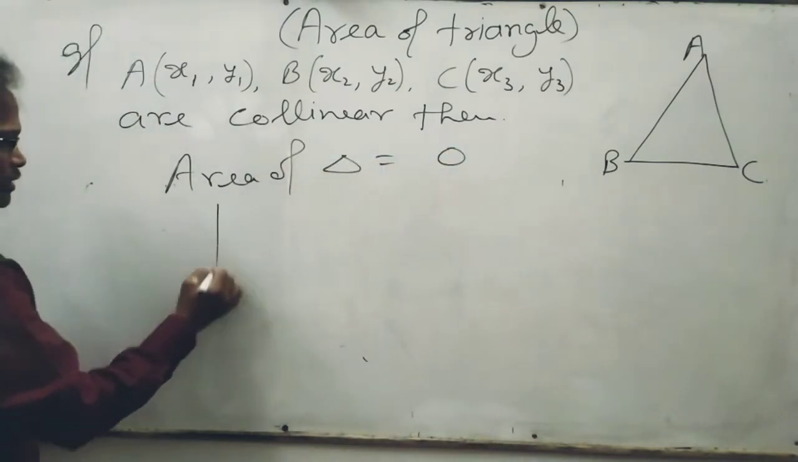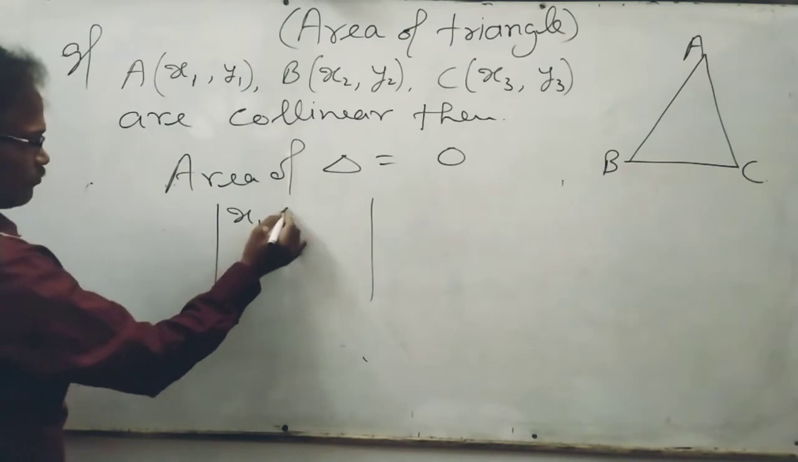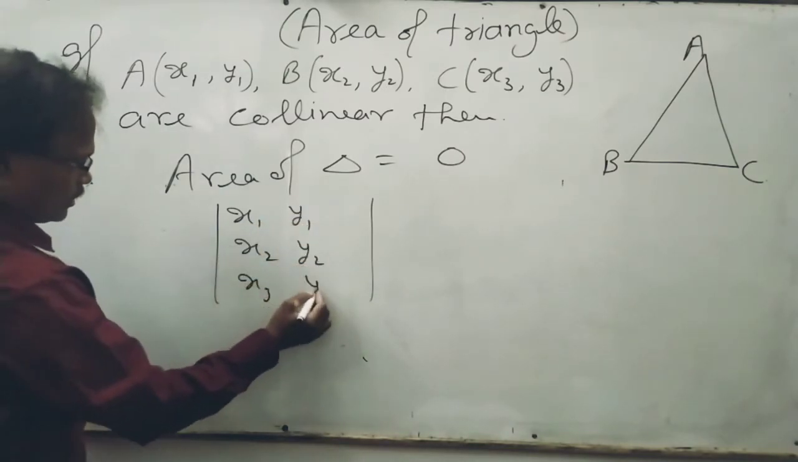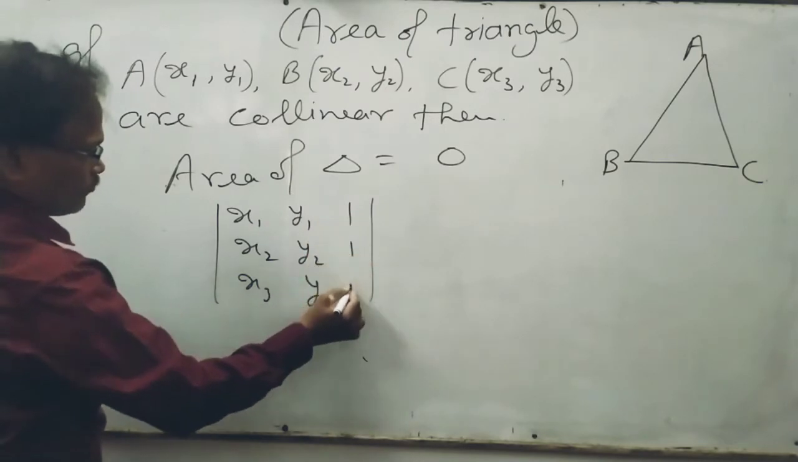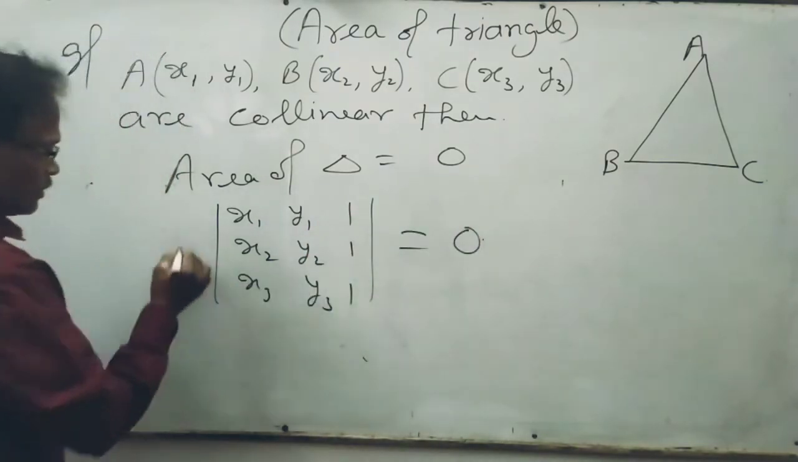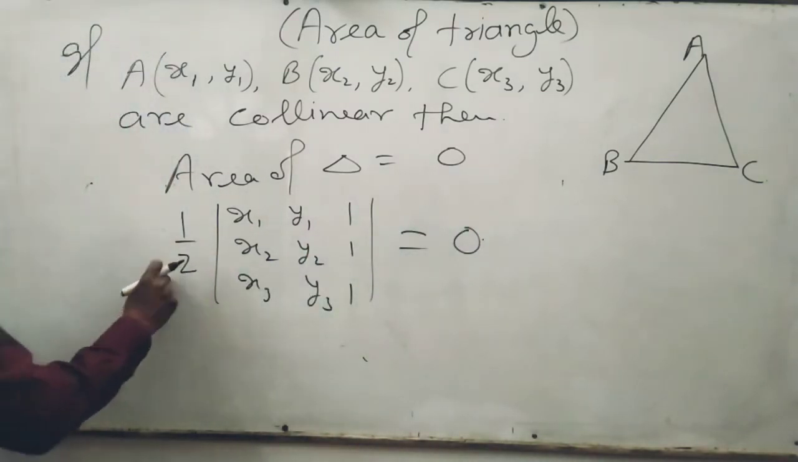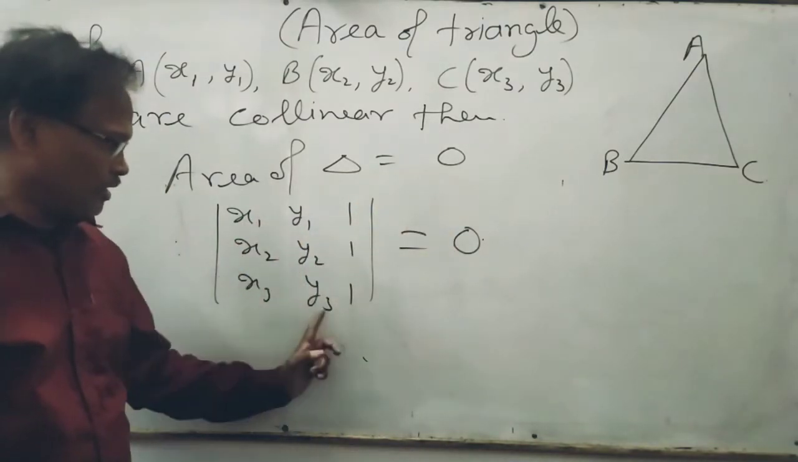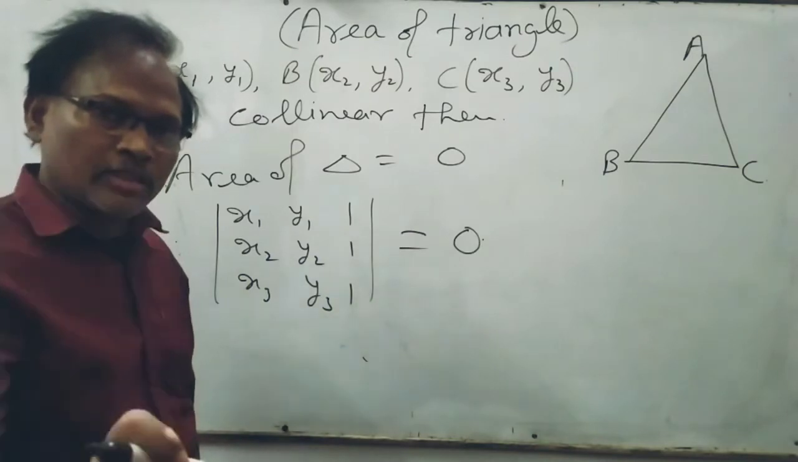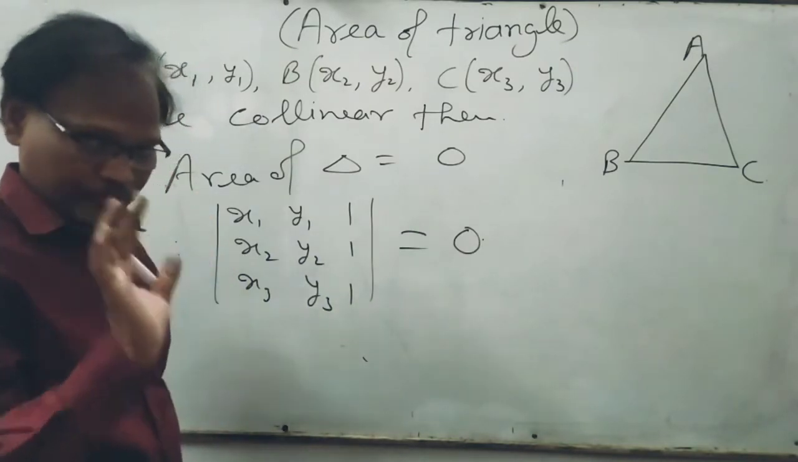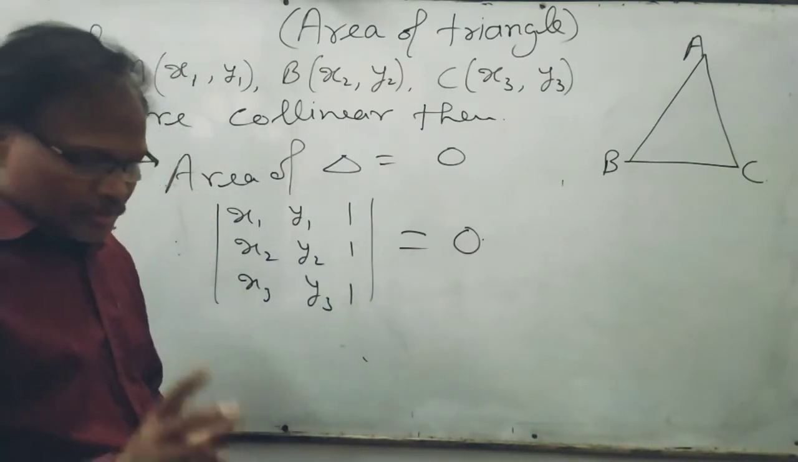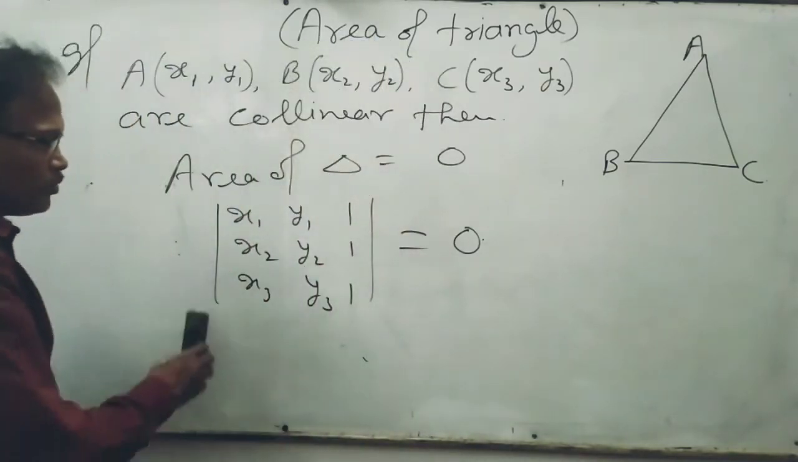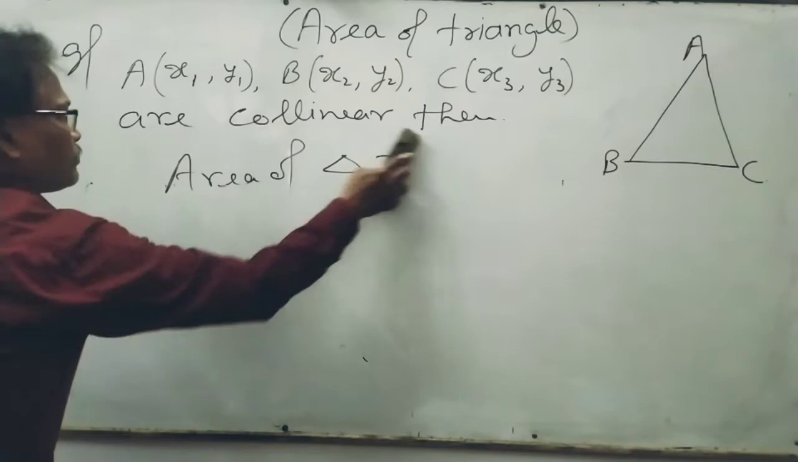So what you will get? The determinant with rows x1 y1 1, x2 y2 1, x3 y3 1 is equal to 0. This is the condition for the collinearity. Okay, so these are the two things in the exercise 4.3. So I will tell you one question here.